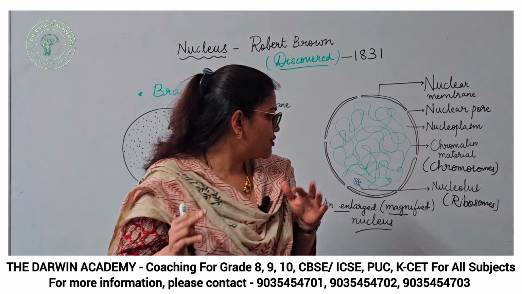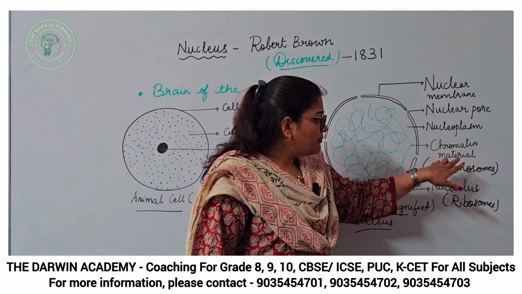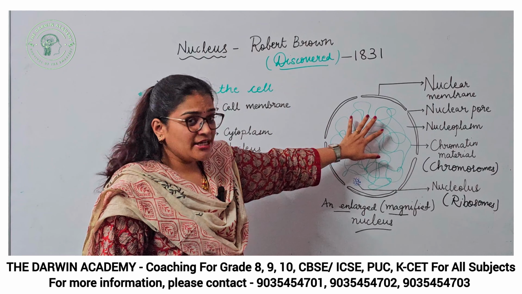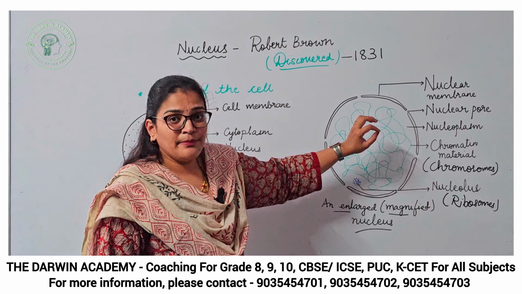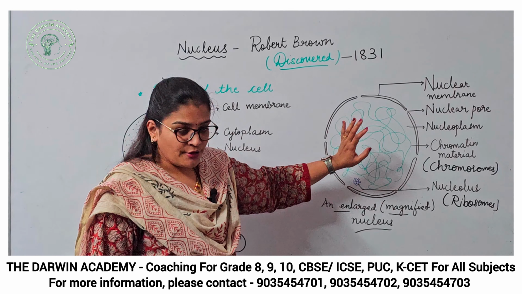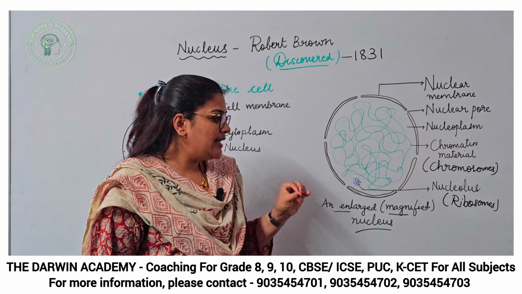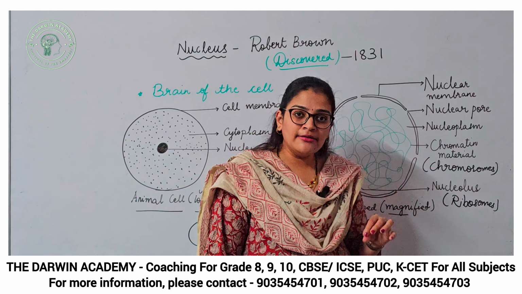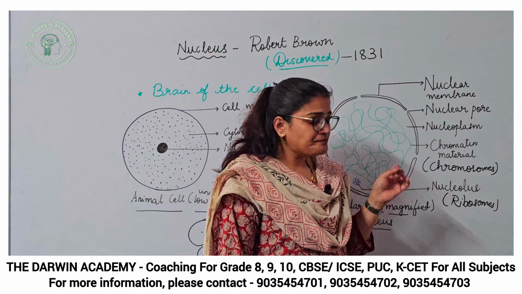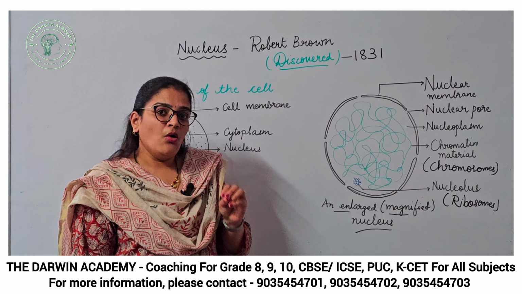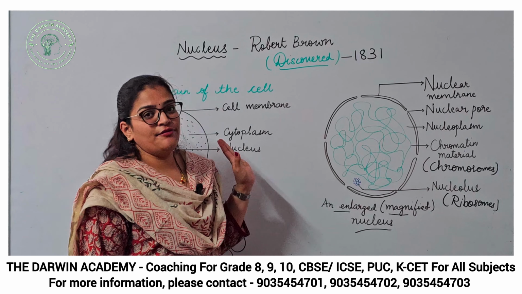from my parents. Okay? So, the chromatin material is a loosely wound thread. Okay? It is made up of DNA and proteins. Alright? And during cell division only, the chromatin material condenses to form the chromosomes. So, we are going to see chromosomes only during the cell division.